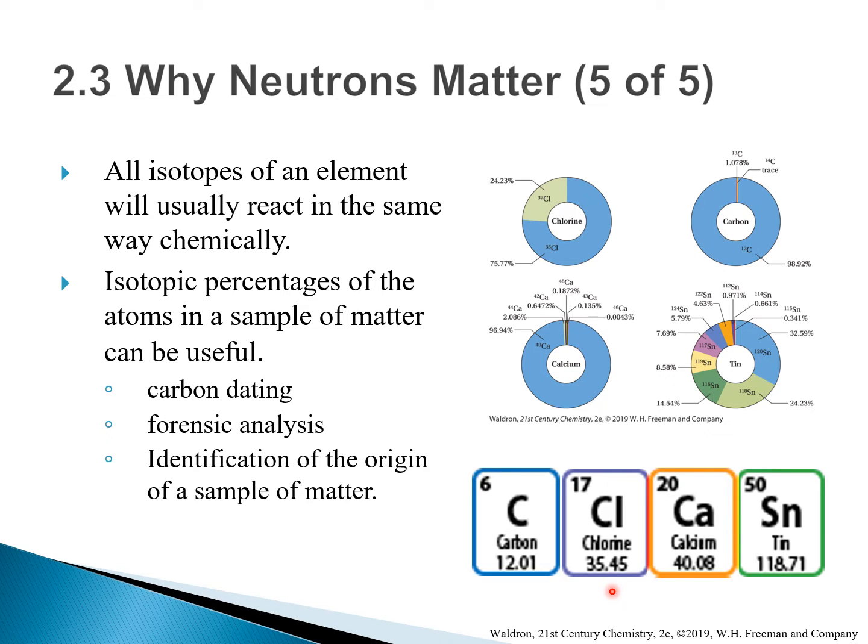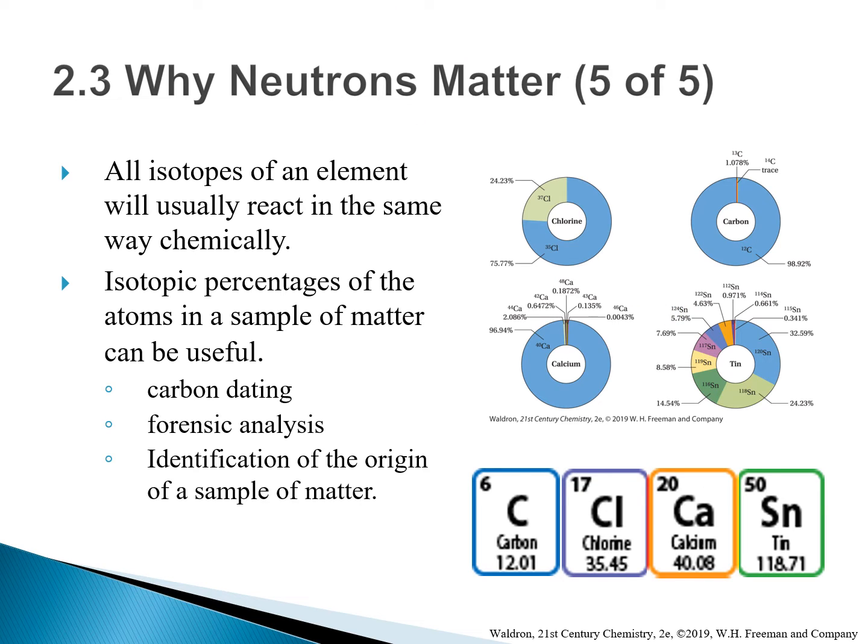The same thing is true for carbon, with an average atomic mass of 12.01 coming from 98.92% carbon-12, 1.078% carbon-13, and a very, very trace amount of carbon-14. Different elements will have different numbers of isotopes. For example, calcium has a whole lot more isotopes than carbon and chlorine. If you move on to tin, there are about 10 different isotopes for tin.